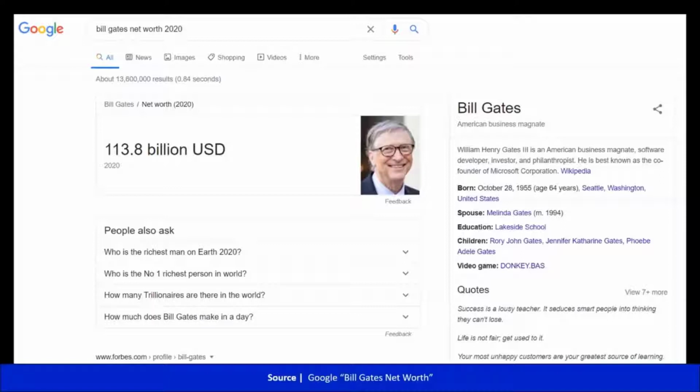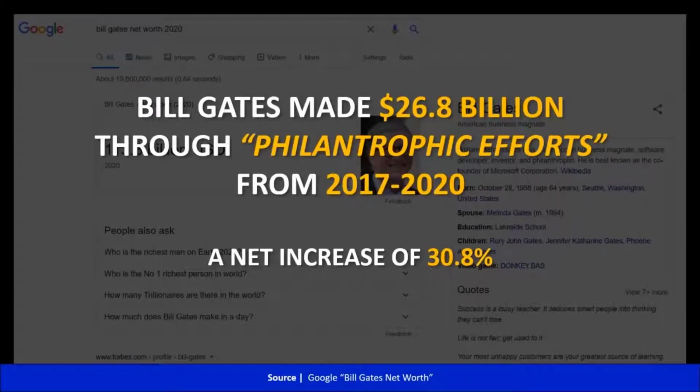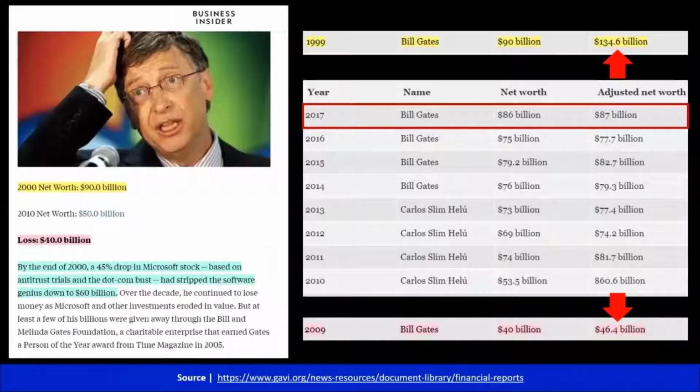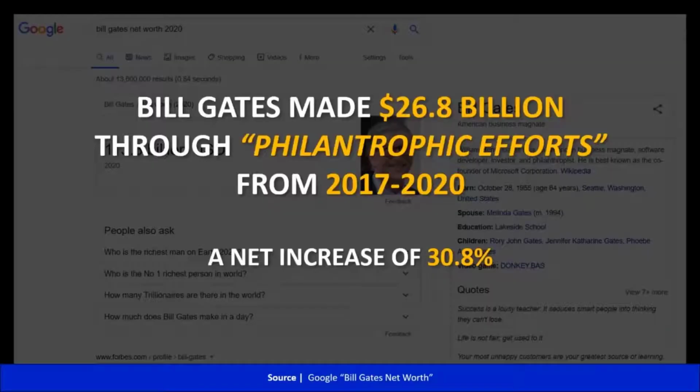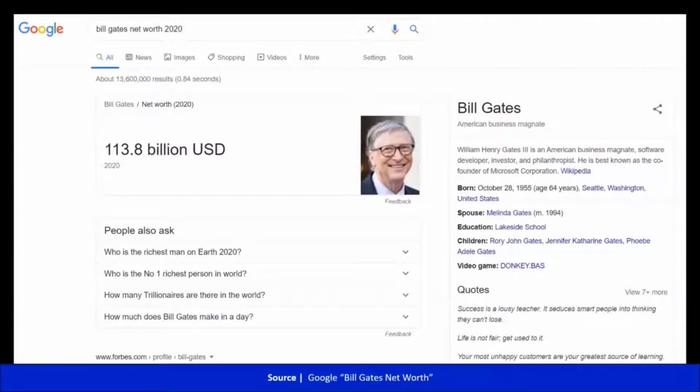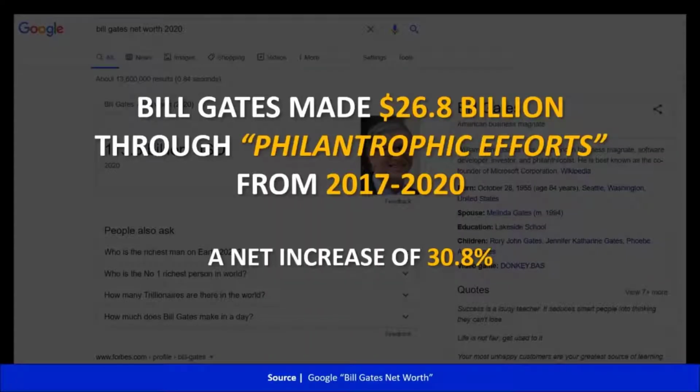So it doesn't seem to matter how much money Bill Gates gives away. He just keeps getting more and more and more. I wish I was blessed like that. Not really. Bill Gates made $26.8 billion through philanthropic efforts between 2017 and 2020. So where am I getting that from? Well, if we saw on this last chart here from Forbes that he had $86 billion or 87, if you got up to 113 billion, that's a $26.8 billion increase. That's a net increase of 30.8%.